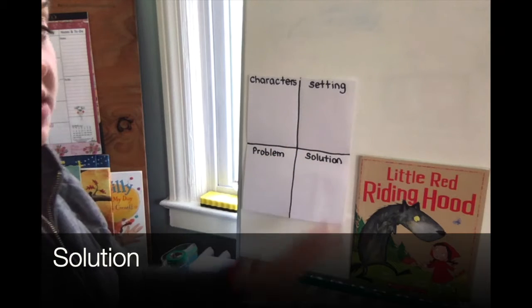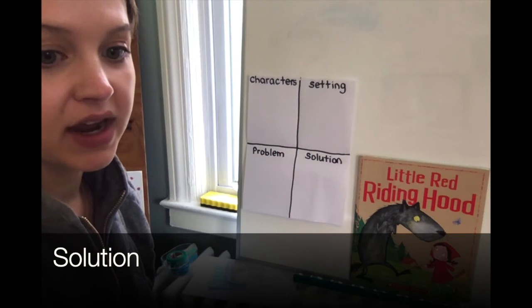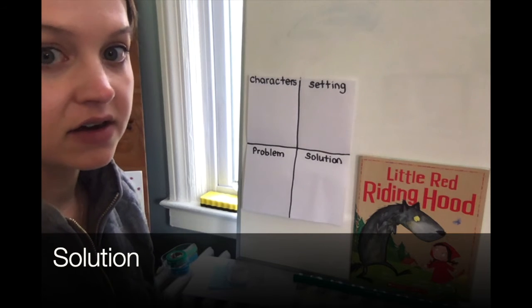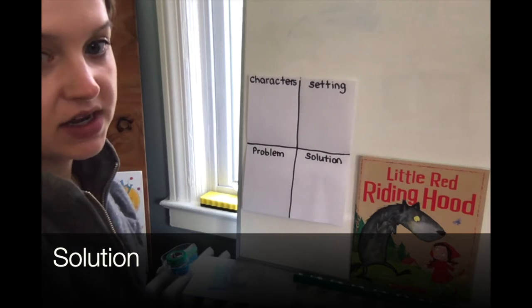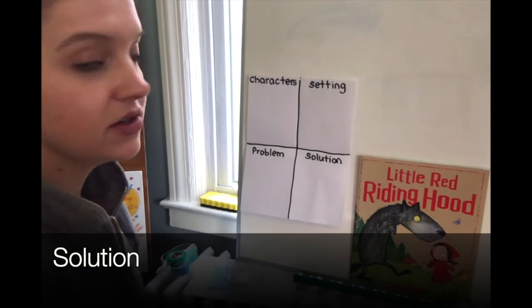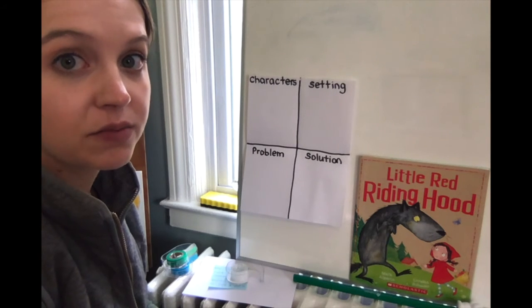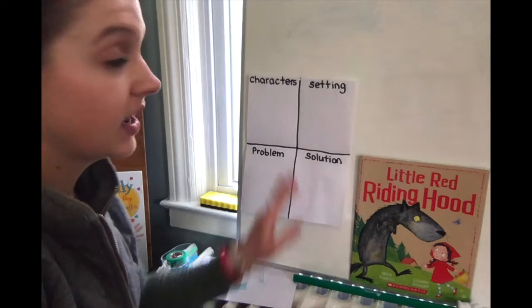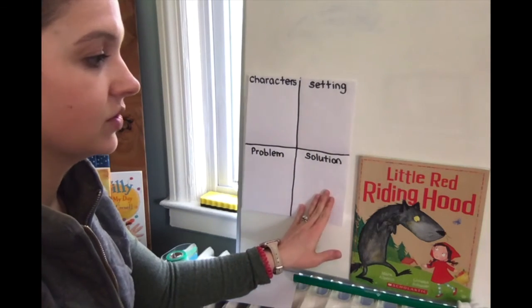If you need a little bit more time to copy those words on your paper, that's okay. I would pause the movie here so you can see it and get it copied. But if you're ready, you can keep watching. In each one of these boxes, you're going to be drawing a picture and writing a short sentence or labeling your picture to show the characters, the setting, the problem, and the solution.